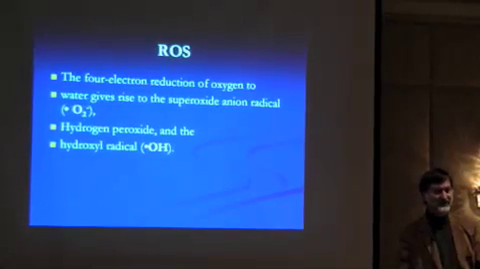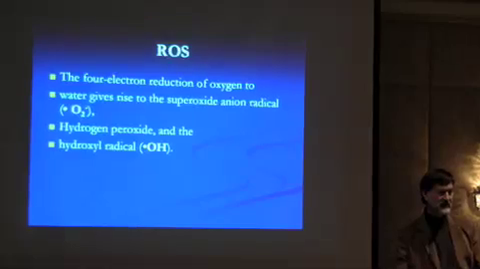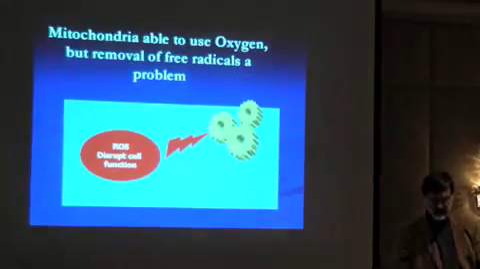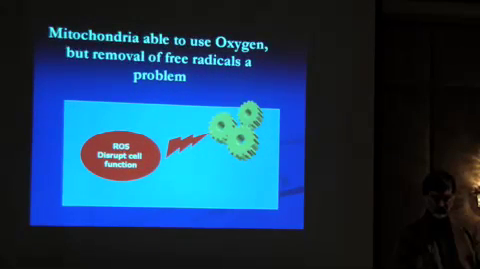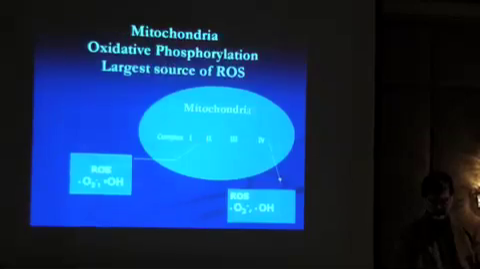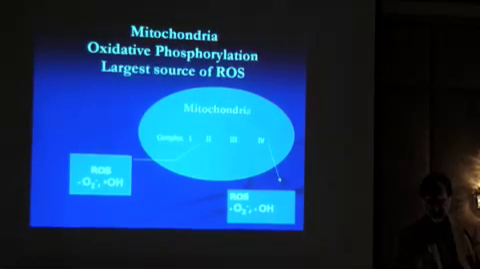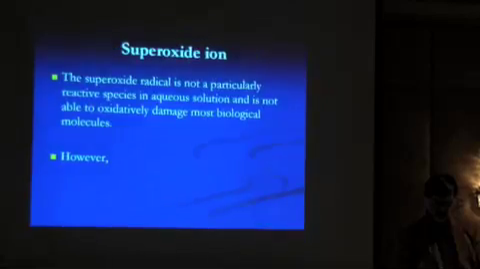So the hydroxyl radical is the big bullet. That's the one that's going to blow holes in membranes and things like that. So it's got to be dealt with. And if it's not dealt with, it will disrupt the mitochondria and prevent them from functioning properly. And again, here's where these radicals are made primarily.